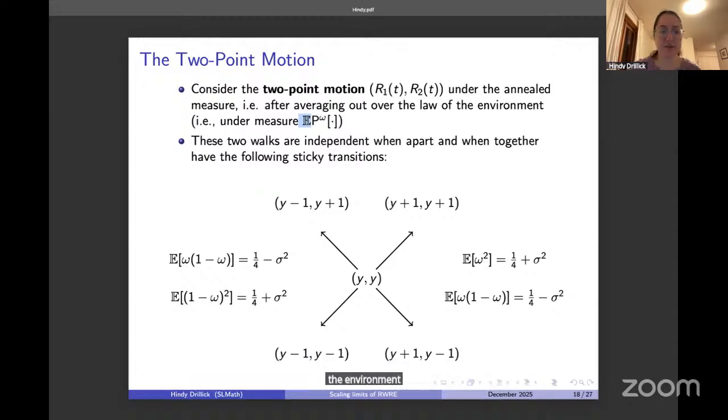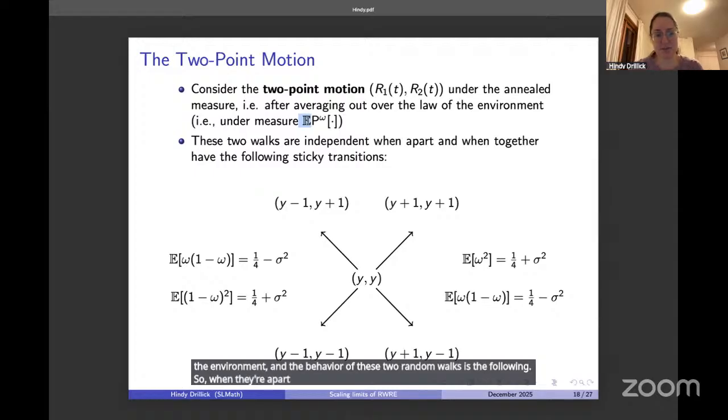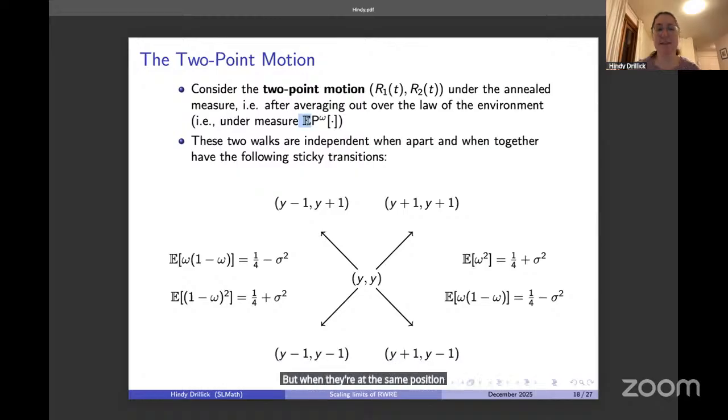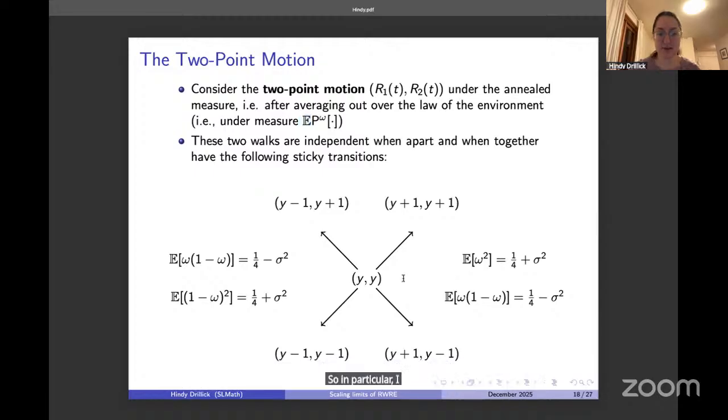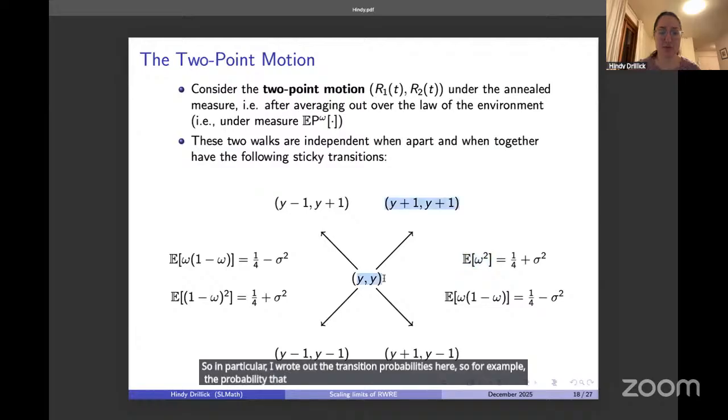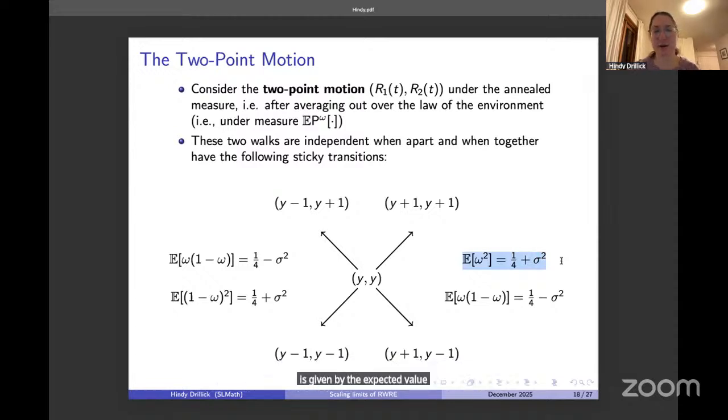And the behavior of these two random walks is the following. So when they're apart from each other, they just behave like independent, simple, symmetric random walks. But when they're at the same position at the same time, they have these sticky interactions that we discussed earlier. So in particular, I wrote out the transition probabilities here. So for example, the probability that if they're both at position y, they both jump to position y+1 is given by the expected value of omega squared. So this is a sticky interaction because, again, it's strictly larger than 1/4.